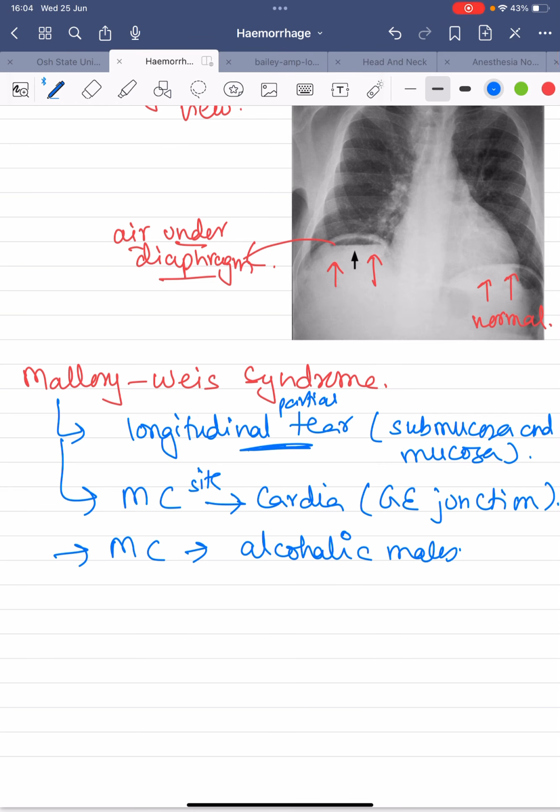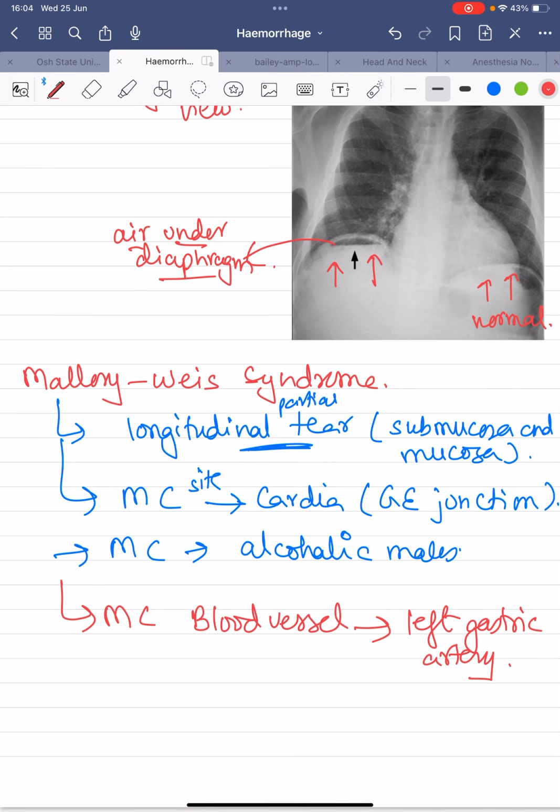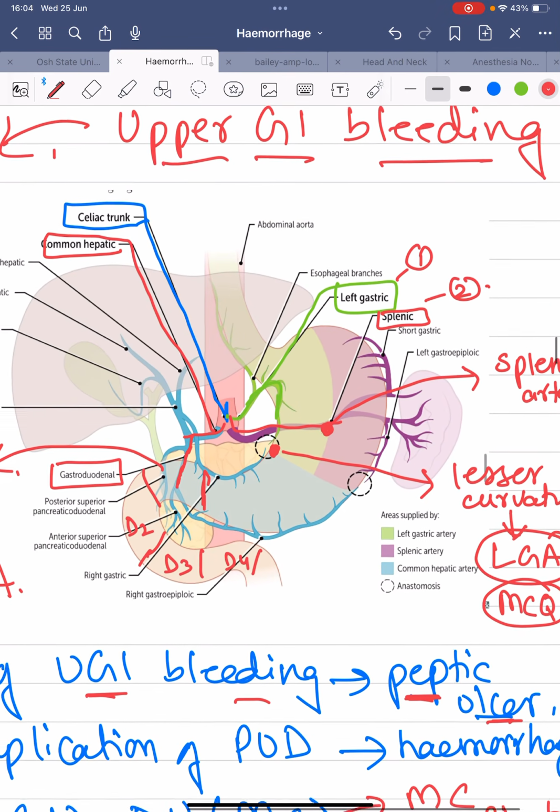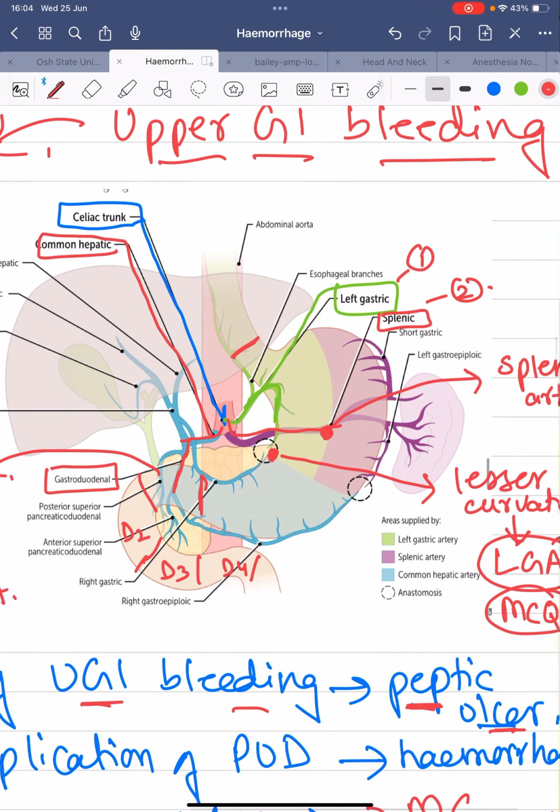In this scenario also, the most common blood vessel which is going to bleed, again the answer is the left gastric artery. See this diagram: this is the esophagus, this is the stomach, this is the cardiac part, and here is the GE junction. Bleeding from Mallory-Weiss syndrome, again the answer is the left gastric artery. Clear to everyone? Thank you.